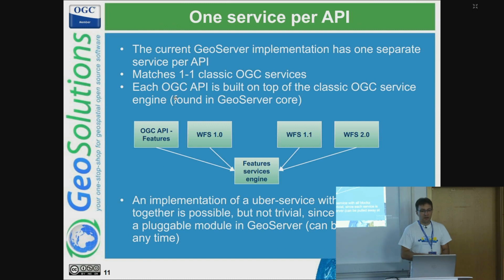So it matches one-to-one the classic OGC services, and implementation-wise, the classic OGC service and the OGC API talk to the same internal engine. So basically, there is a level that handles the protocol, how you make the request and how the responses should be generated, which talks to an internal engine that accesses data, does stuff, filters, projects, whatever, and then returns the responses. So as a result, you will see that the OGC API implementation mirrors the functionality of the classic OGC service pretty closely.